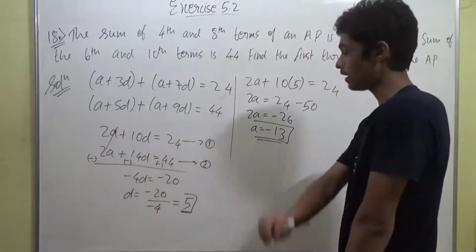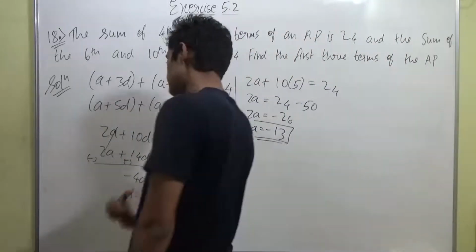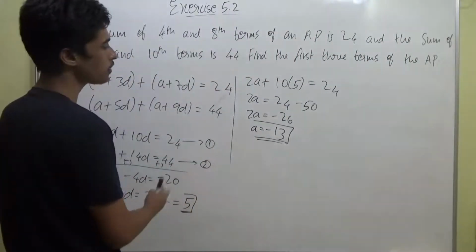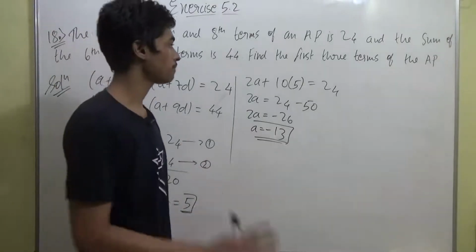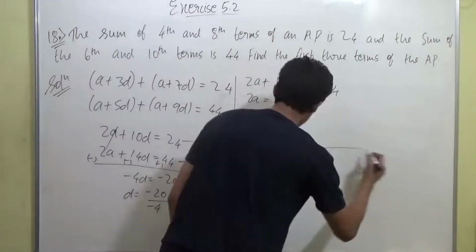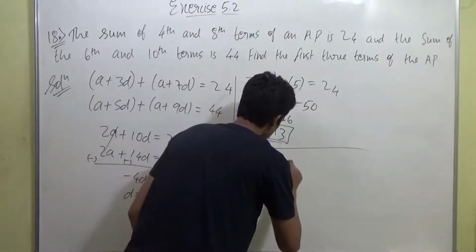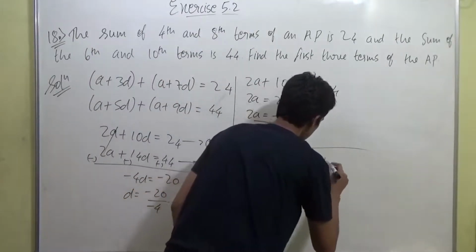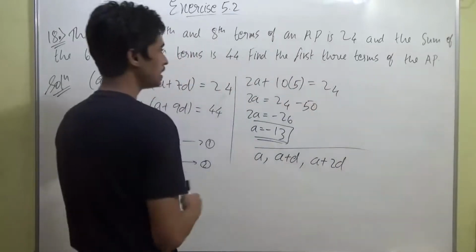Now we have to write first 3 terms. Isn't it easy, guys? Once you find the value of A and D, it's nothing but a piece of cake, right? It's a cakewalk. We have to just write A plus D and A plus 2D. These are the first 3 terms of the AP.